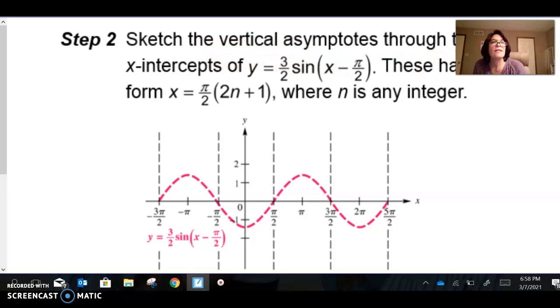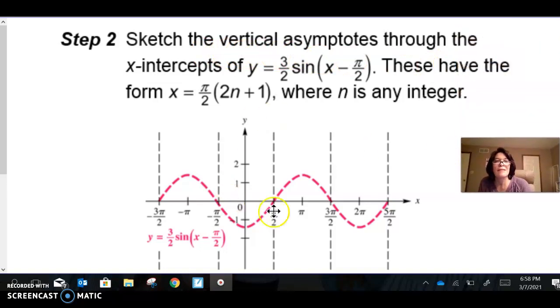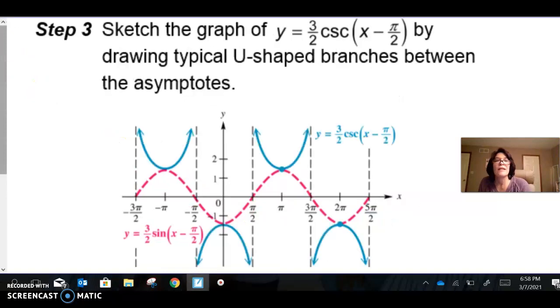To sketch the vertical asymptotes, here it is nicely. These have the form of odd pi over 2's. And then after you sketch the asymptotes, you put in your u's. Look where the first u was. At pi, it went from pi over 2 to 3 pi over 2, and then a u facing downwards right here between 3 pi over 2 and 5 pi over 2.